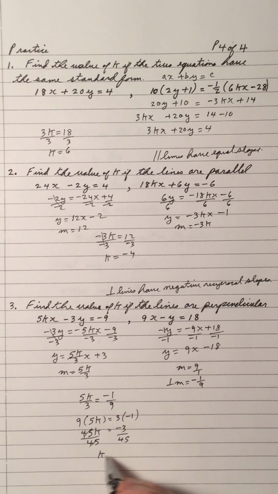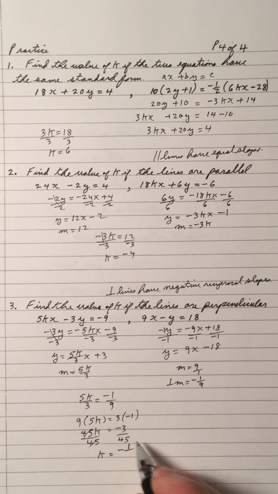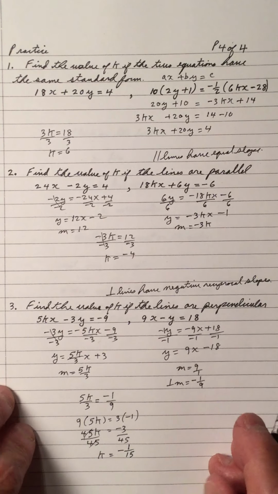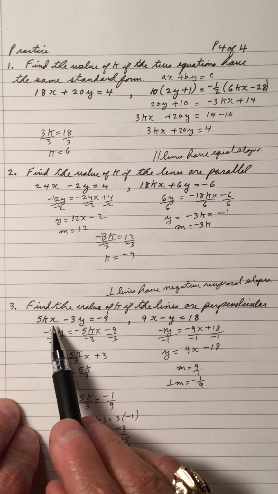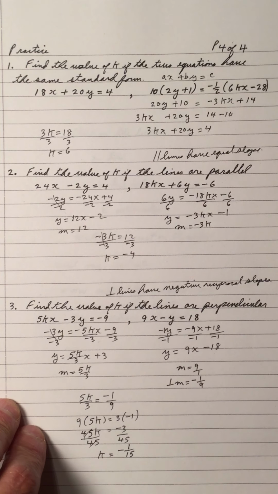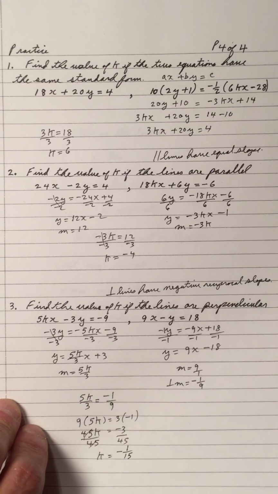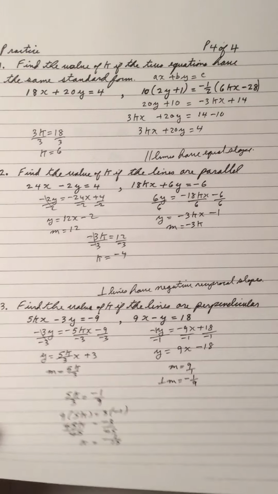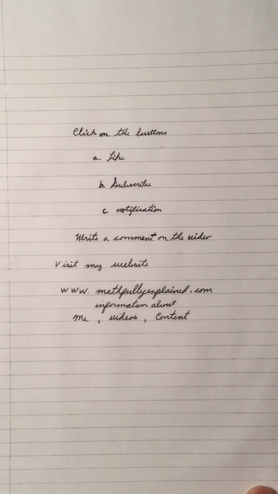And k, they cancel. And that's a negative. 3 and the 3 goes once. 3 and the 45 goes 15. So k is negative 1 over 15. That will make these equations have negative reciprocal slopes. The two lines will be perpendicular. So that's finding the extra values of k.